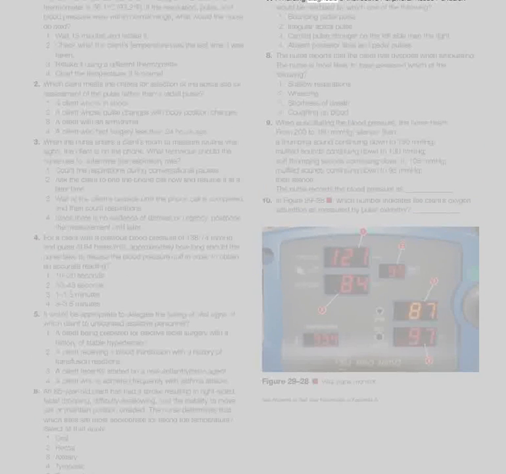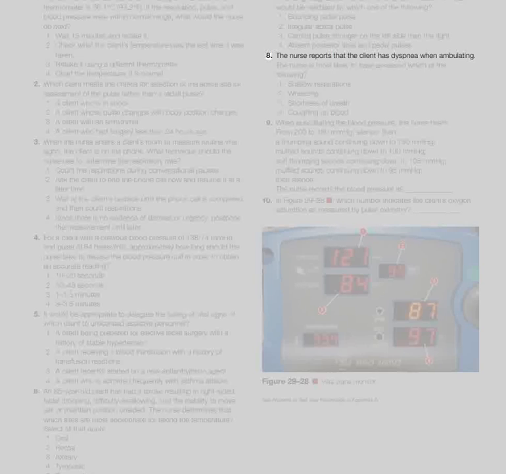7. A nursing diagnosis of ineffective peripheral tissue perfusion would be validated by which one of the following? 1. Bounding radial pulse. 2. Irregular apical pulse. 3. Carotid pulse stronger on the left side than the right. 4. Absent posterior tibial and pedal pulses.